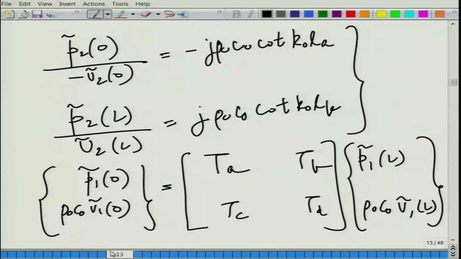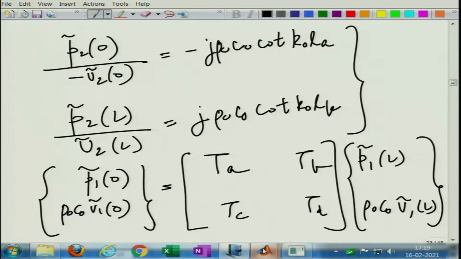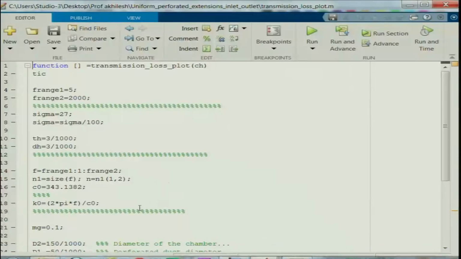So, I guess now is the time to jump on to Matlab, and we have already written the code for that. So, here are some of the codes.